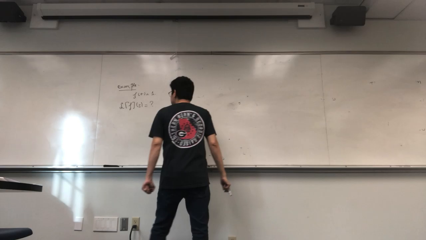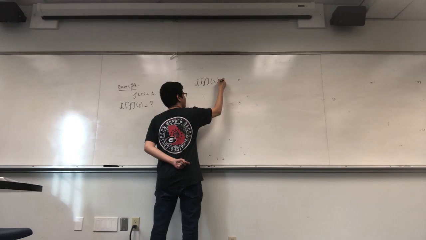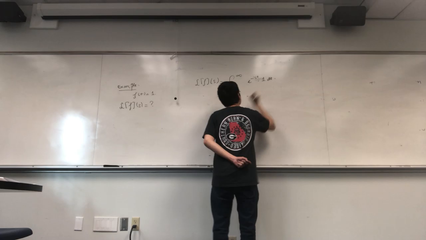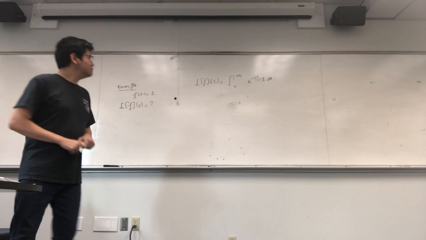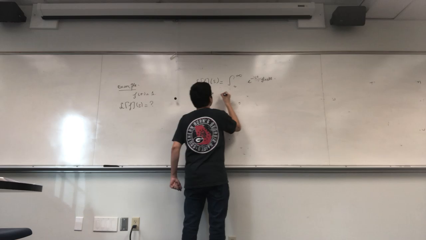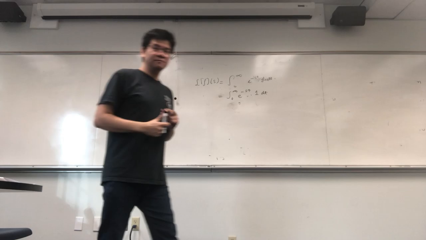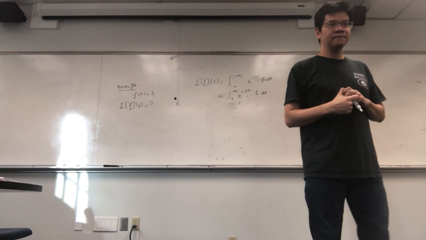So the Laplace transform of this guy will be the integral from 0 to infinity of e to the power minus st times f(t) dt. I just write f(t). And then this is going to be the integral from 0 to infinity of e to the minus st times 1 dt, right? So how can I compute this integral? We could set y again to minus st, and dy is minus s dt.